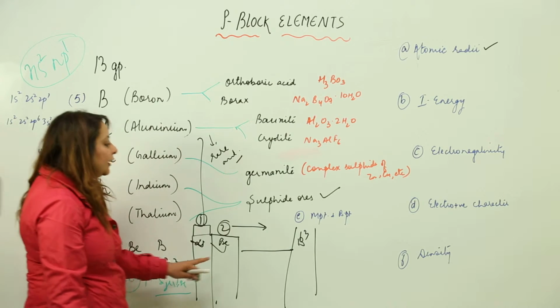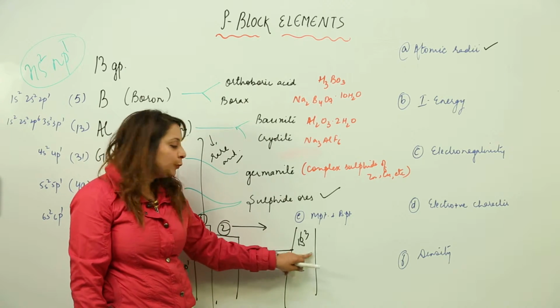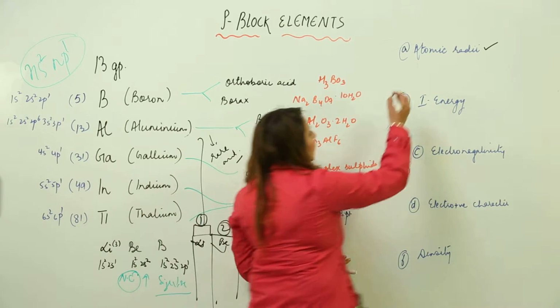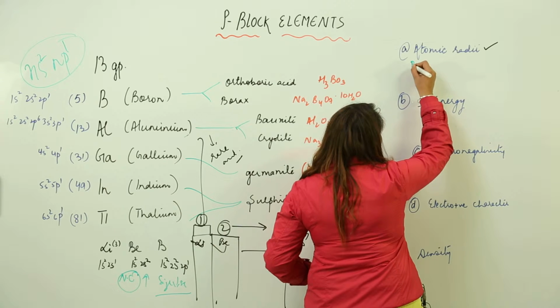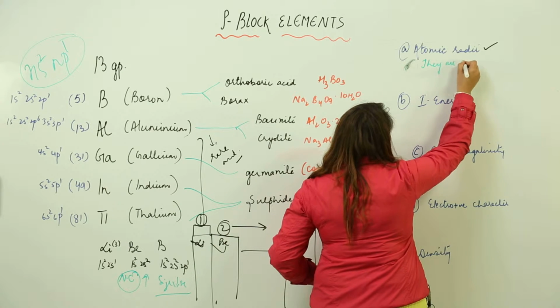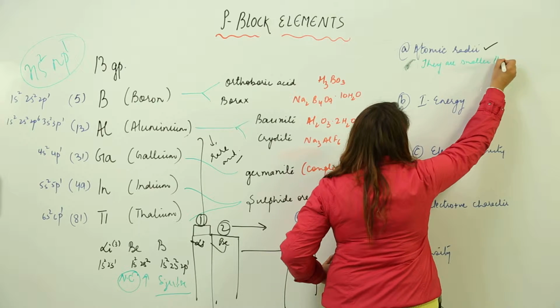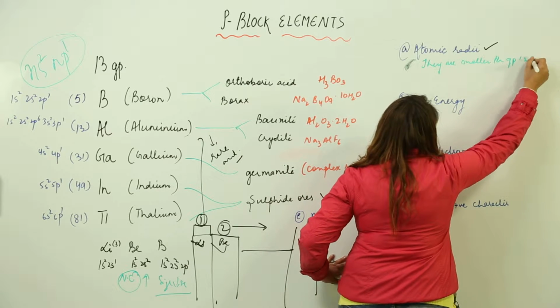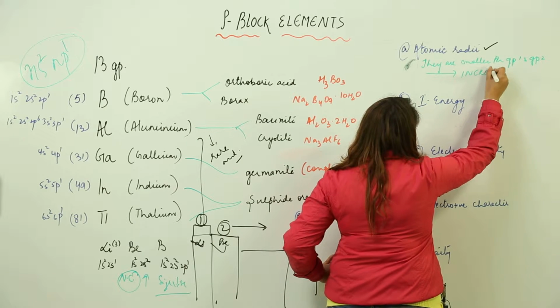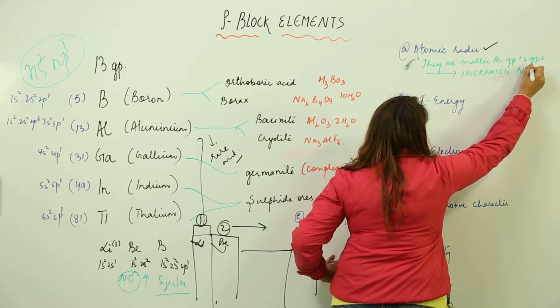So that means if we talk about the size of group 13 as compared to group 1 and group 2, group 13 is small. So you are going to write that they are smaller than group 1 and group 2, the reason being due to increased nuclear charge.